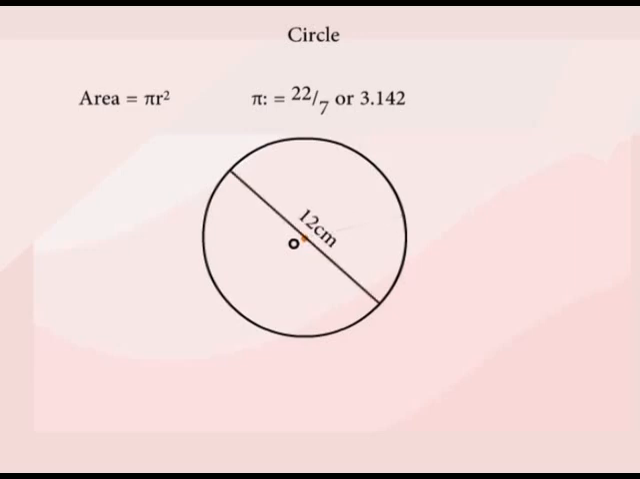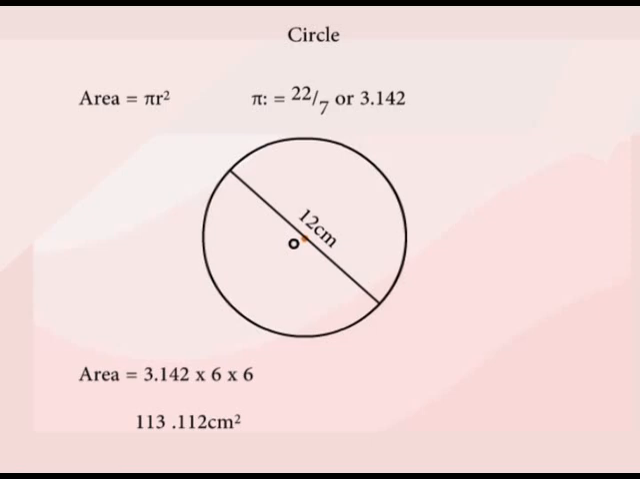And so for this circle, we are given the diameter as 12 centimeters. It means the radius is 6 centimeters. Area is equal to 3.142 times 6 times 6. That gives us 113.112.